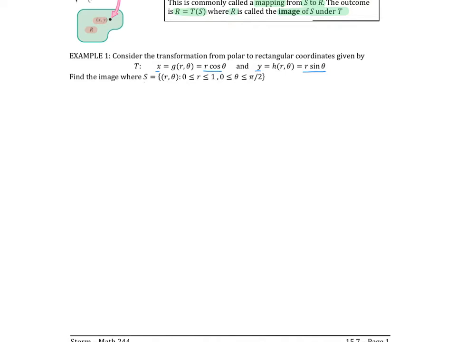Let's say that S is r theta, where r is going to go from 0 to 1, theta is going to go from 0 to pi over 2. So first of all, this is a coordinate system r theta. This coordinate system can be written as r theta. So this is my S, where my r values are going from 0 to 1. My theta values on the theta axis go from 0 to pi over 2. This is not to scale.